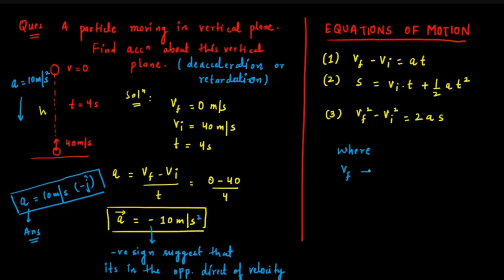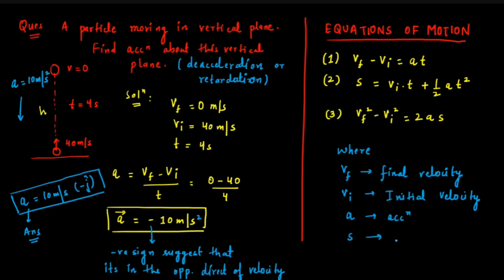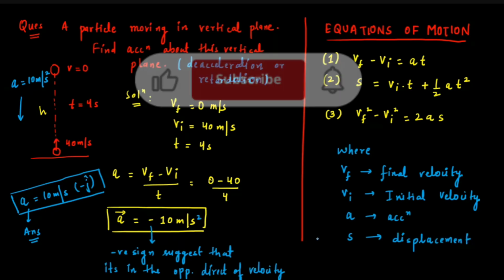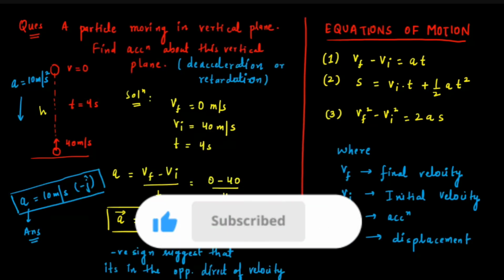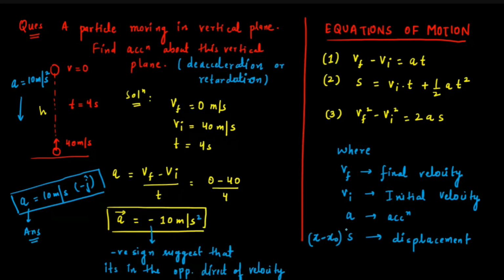Vf is final velocity, Vi is initial velocity, whereas a is the acceleration and s is the displacement. Remember, we use s to represent displacement as well, and t is time. In some books, it also suggests minus x naught as displacement.